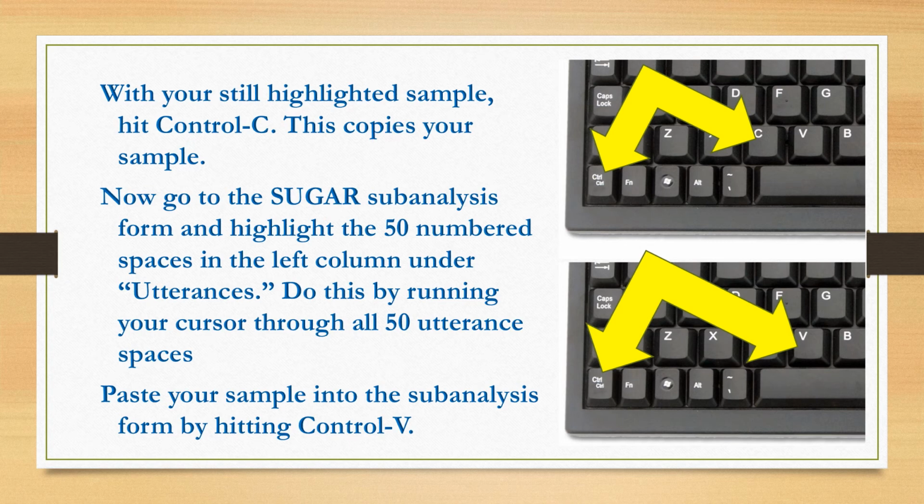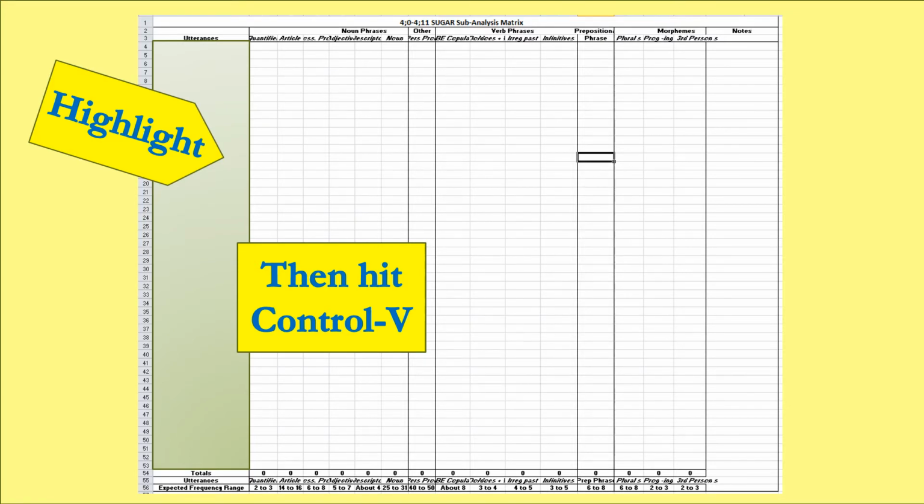Leave the 50 utterances highlighted and hit Control C to copy them. Now go to the SUGAR sub-analysis form and highlight the 50 numbered spaces under the utterances column. This is accomplished by running your cursor through the 50 utterance spaces. This is where your Control V comes in. Note that the 50 utterance spaces are highlighted in light green. Once you've accomplished this, hitting Control V will paste your 50 utterance sample right there. Now we're ready to go with the sub-analysis.